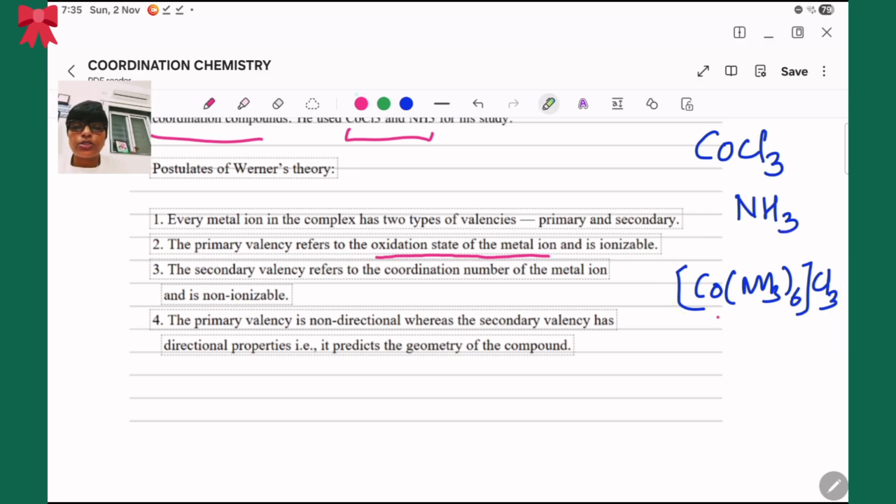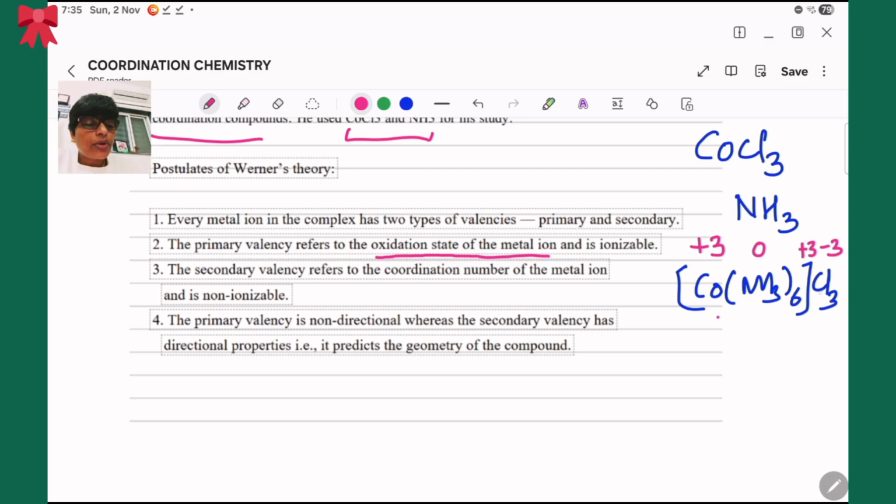Focus here. So in this example, what will be the oxidation state of cobalt? Chlorine will be 3 into -1, that is -3. This entire complex entity will be +3. Ammonia is a neutral molecule, so 0 is the charge, and definitely cobalt will have a charge of +3. I'm sure you've understood this point.